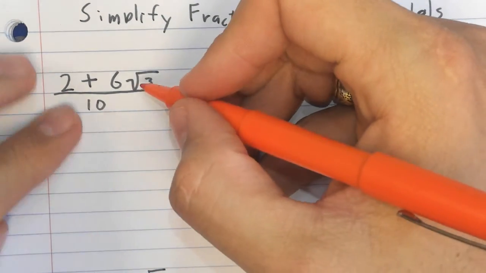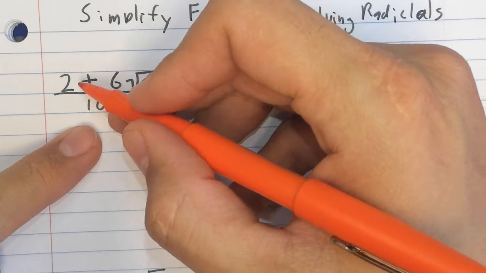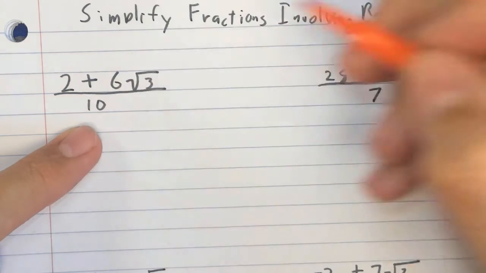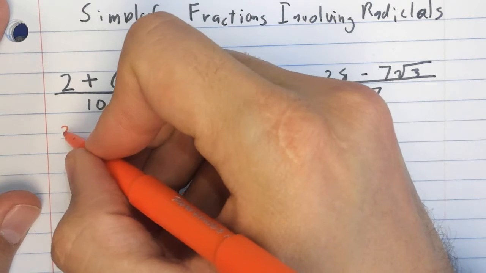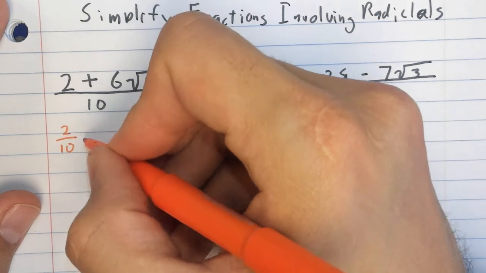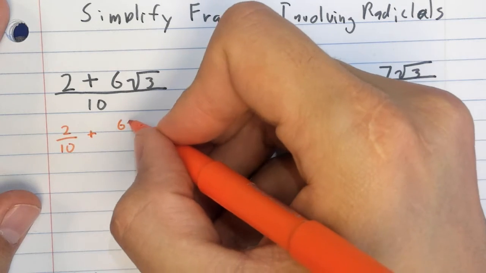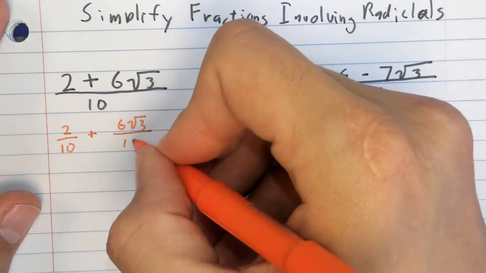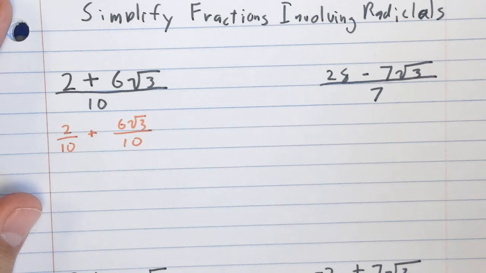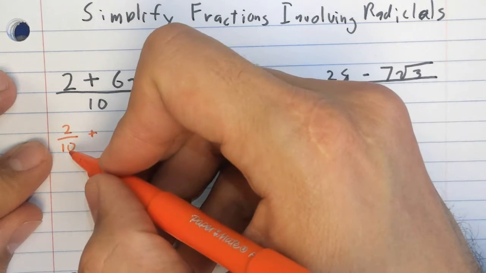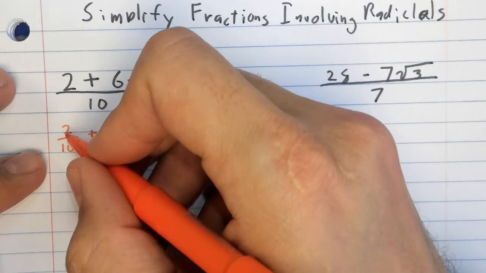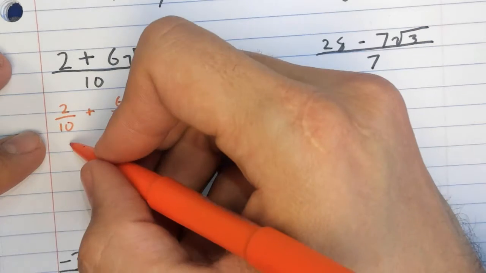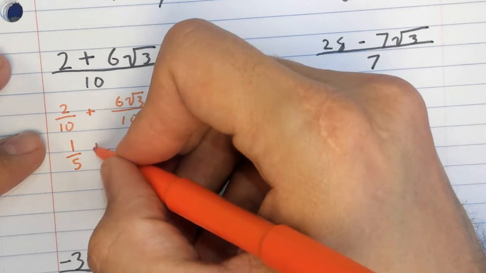What I want to do is break these up into 2 different fractions. We're going to have 2 over 10 plus 6 square root of 3 over 10. The reason we're doing that is because 2 over 10 can be reduced. They both have a 2 in common, so that would be 1/5.